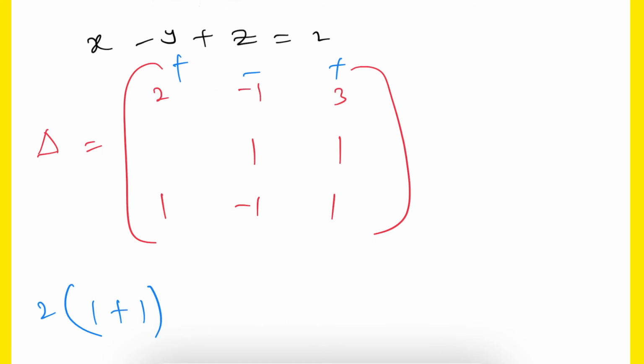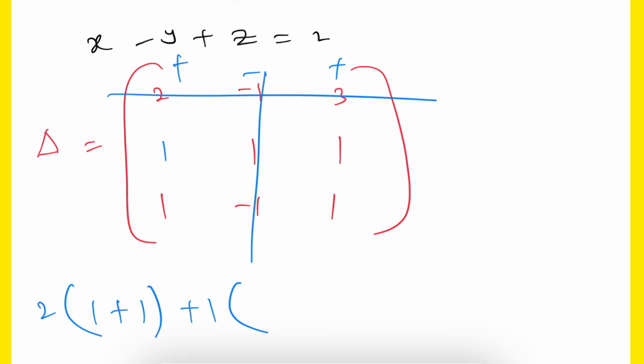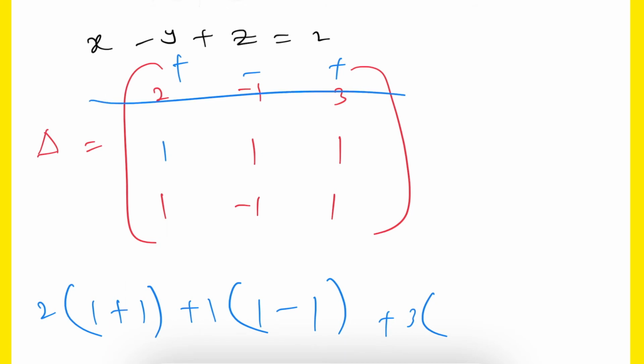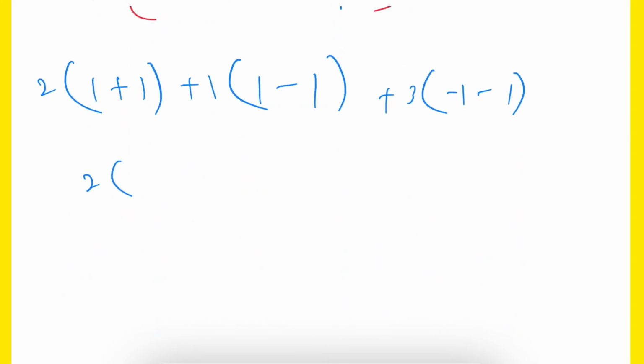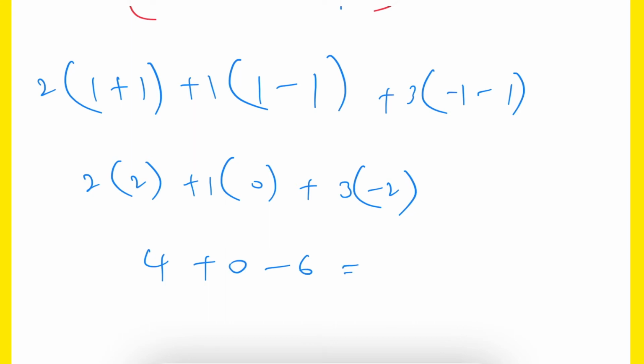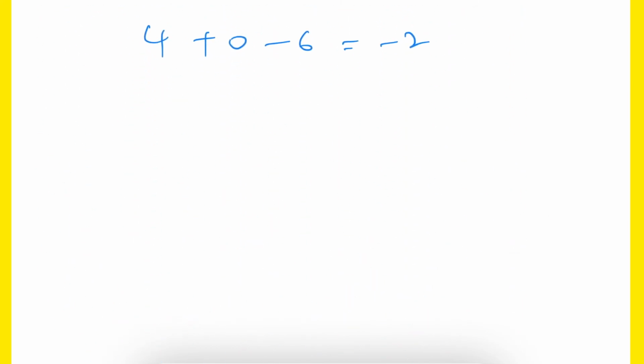Then next, the second element, here minus into minus, plus 1 into, if you remove that row and column, 1 ones are 1, minus 1 ones are 1. Then last will be plus 3 into, if you remove the row and column, 1 into minus 1, minus 1, minus 1 ones are 1. So if you simplify this, 2 into 1 plus 1 is 2, plus 1 into 1 minus 1 is 0, plus 3 into minus 1 into minus 1, minus 2. So 2 2s are 4, plus 1 into 0, 0, plus 3 into minus 2, minus 6. So minus 6 plus 4 is nothing but minus 2. So delta value is minus 2.